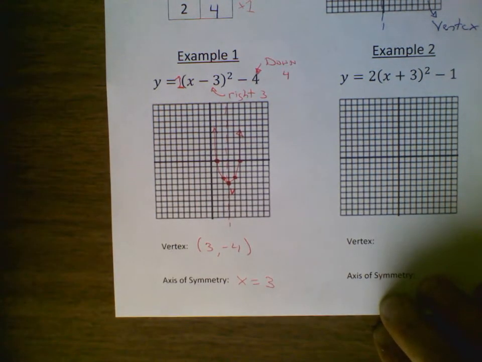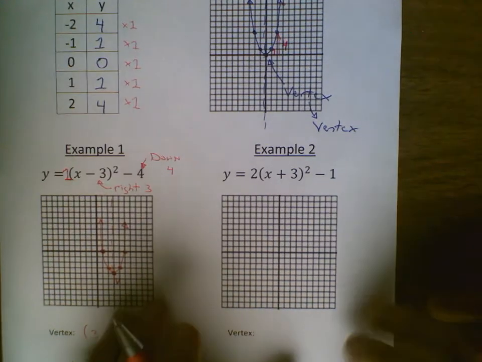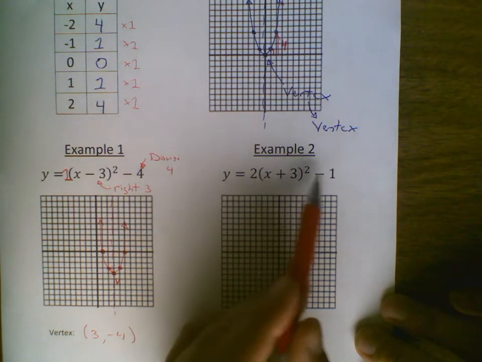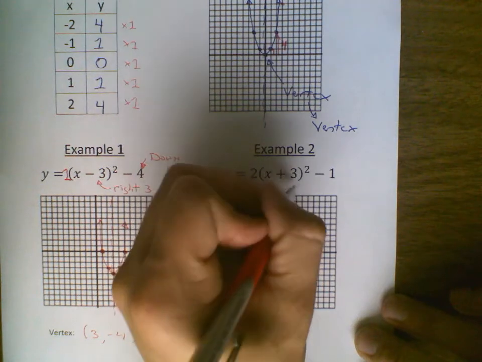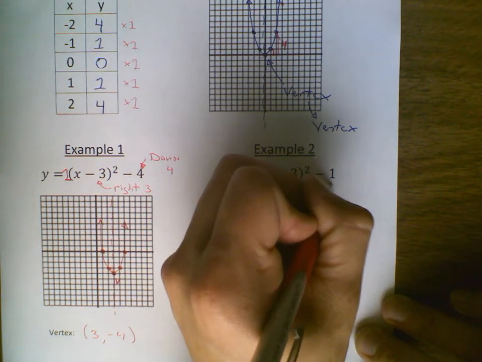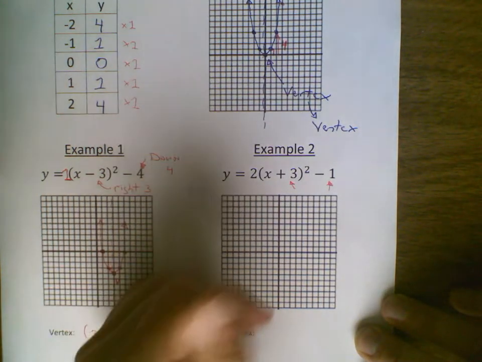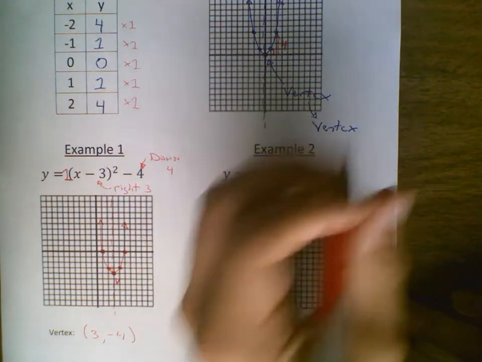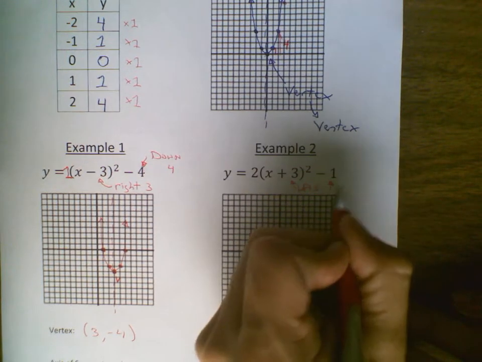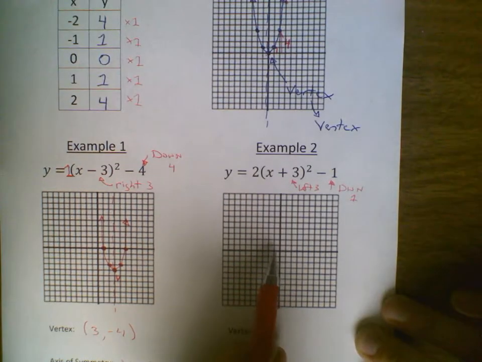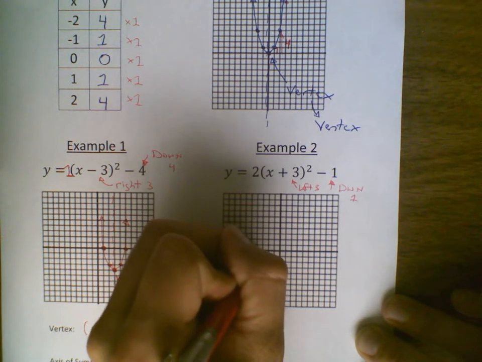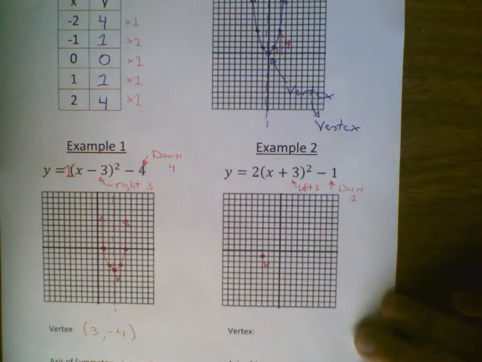All right, let's look at one final example here. So looking at example 2, I have y equals 2 times (x plus 3) squared minus 1. And once again, these are really just doing what the transformations were for absolute values. It's the same for quadratics. So plus 3 is going to take me left 3, and then -1 is going to take me down 1. So from the origin, I know I go left 3, down 1. That's where the vertex is going to be. Okay? The vertex is going to be at that spot.